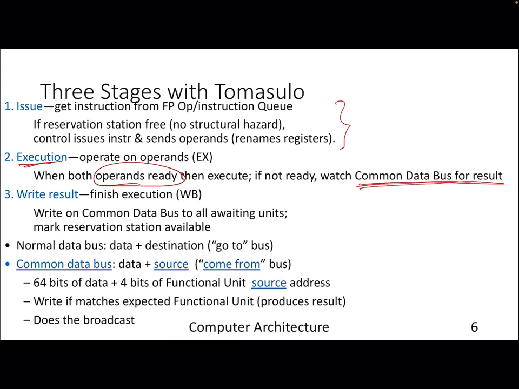So in all these cases, you will find a notion of tag. You will compare the tag and then see whether the data that is coming in the common database is actually for you. Okay. Once you finish the execution, it's time to write the result into the common database so that all the waiting instructions, all the microarchitecture structures which are waiting for that result, can then start doing what they are supposed to do. The common data bus populates the data along with the source, like who is providing the data, right?